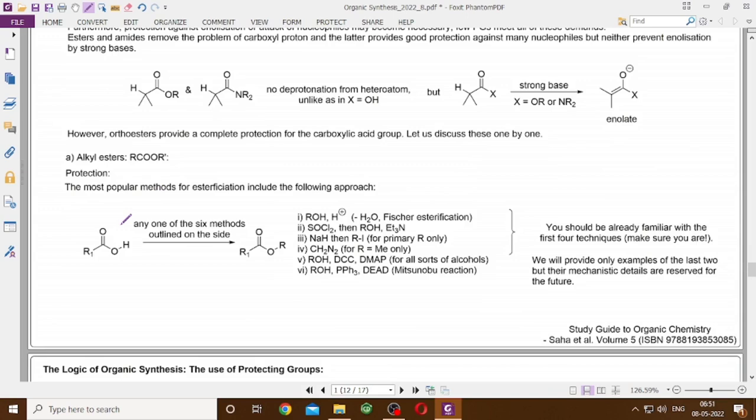Ester formation, you can do that with many different techniques, out of which the first four you should be familiar with. The most common is the Fischer esterification, where you reflux a carboxylic acid with excess alcohol in presence of acid catalyst. Or you could transform this carboxylic acid into acid chloride via treatment with SOCl2. Then you treat it with alcohol and triethylamine. The third one is you treat that thing with sodium hydride, you abstract this acidic proton, and then you treat it with a corresponding RI, which is basically asking the carboxylate to do an SN2 reaction on this alkyl iodide, which will mean that this R group has to be primary only.